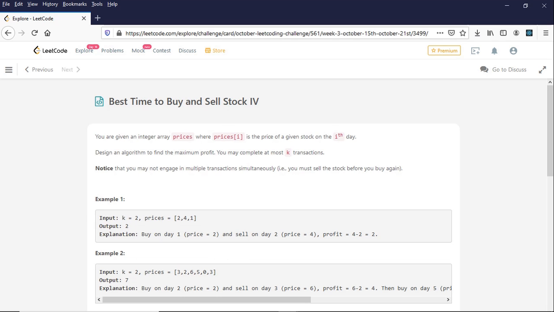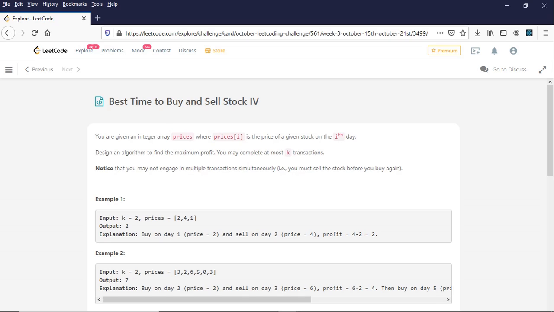So the problem is Best Time to Buy and Sell Stock IV. You are given an integer array prices where prices[i] is the price of a given stock on the ith day. Design an algorithm to find the maximum profit. You may complete at most k transactions. Notice that you may not engage in multiple transactions simultaneously, that is, you must sell the stock before you buy again.